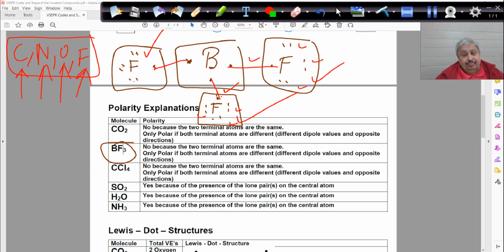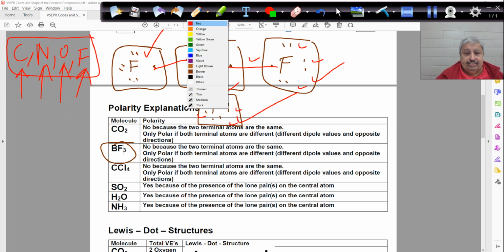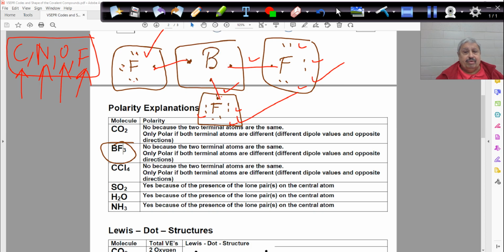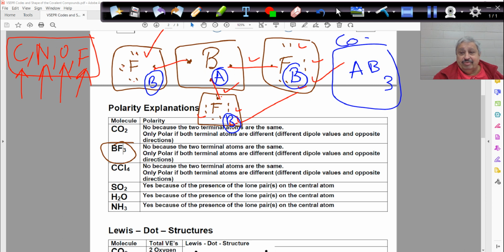Okay. So now, what is the code of this compound or molecule? A is the central atom. How many central atoms? One. B is the terminal. So the code will be AB3. Okay. So I'll pretend I don't know what the shape will be according to this code.